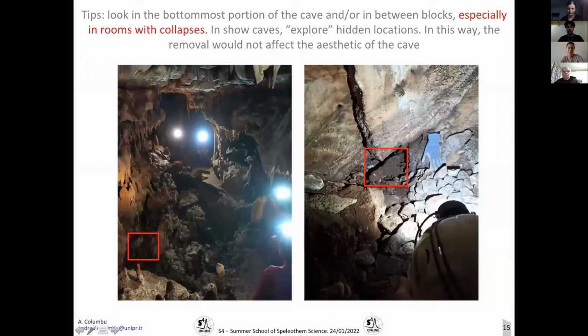For example, I specifically target rooms in caves that have marks of collapses. Of course, if there are collapses, it's easier to find broken speleothems here and there. And so I usually go to the bottommost part of the caves, because by gravity, of course, the speleothems go there. And I look around the fallen blocks. For example, here in this cave in southern Italy, I found this stalagmite here in the right picture, just in between these two blocks.